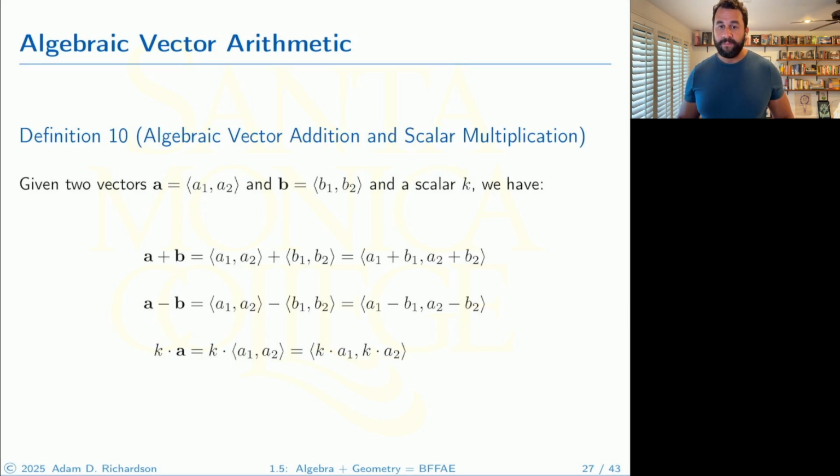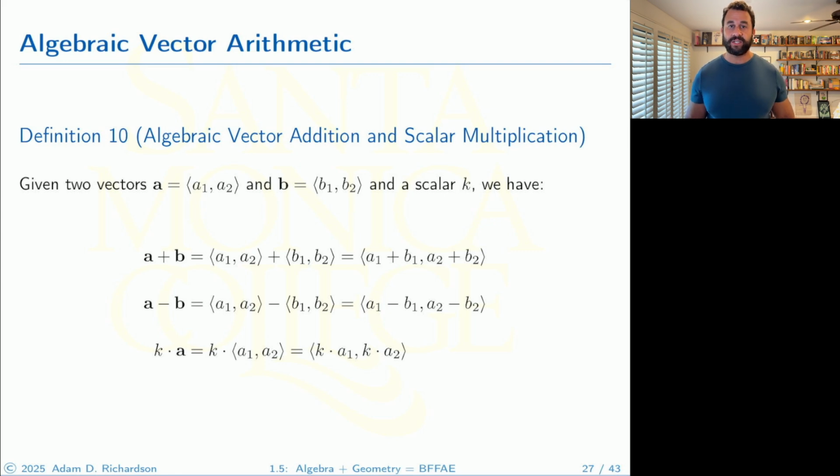Now we can put all of these things together. We talked about vector addition, vector subtraction, and scalar multiplication. All of these have an algebraic equivalent, and this is what it looks like. If we've got two vectors, A is A1, A2, and B is B1, B2, and we've got some scalar K, then if we add A and B, we add them component-wise. So you add the two horizontal components and then add the two vertical components. And that's the vector sum.